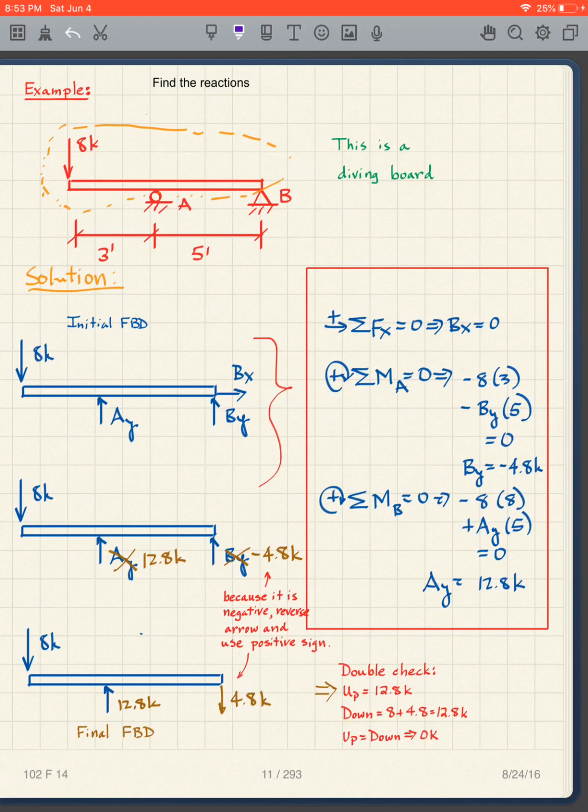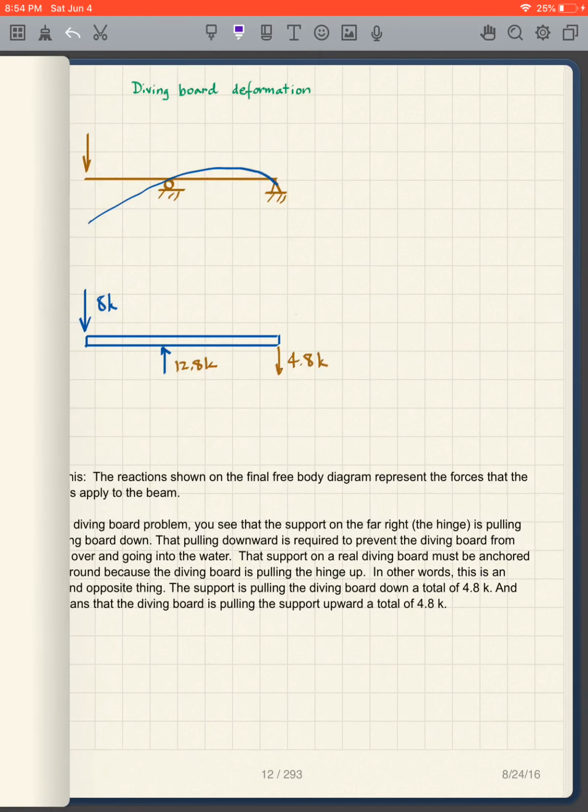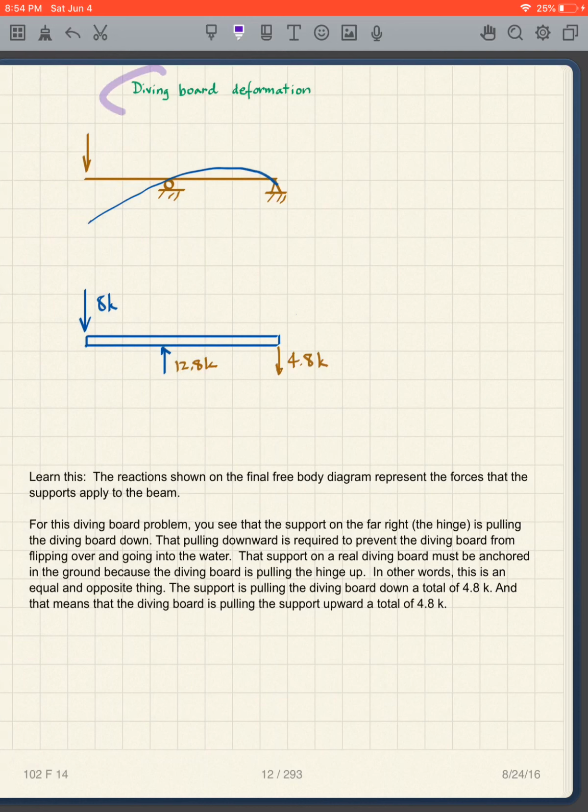We do our check. I look at this and what do I see? Going down, I see 8 and 4.8 is 12.8. Going up is 12.8. It's equal. So that is not a guarantee, but it gives me confidence that I have the right answer. Again, if it's not equal, then you have to redo the problem. You have to rework it. Now, as we said, the diving board deformation, it looks like what?